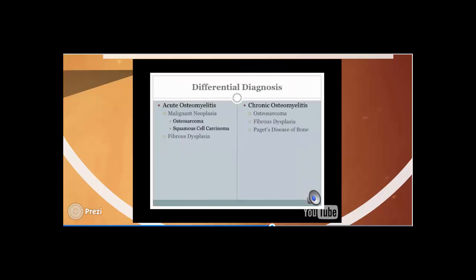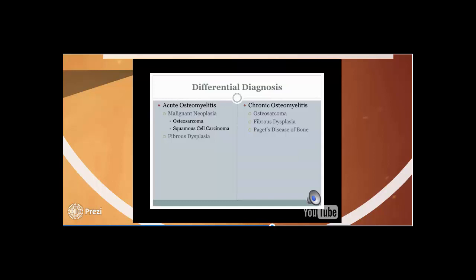The differential diagnosis for acute osteomyelitis includes fibrous dysplasia and malignant neoplasia. Malignant neoplasia includes osteosarcoma. Fibrous dysplasia can have a radiographic presentation of mixed radiolucent radiopaque similar to osteomyelitis. Malignant neoplasia can have an ill-defined border and a mixed internal structure.